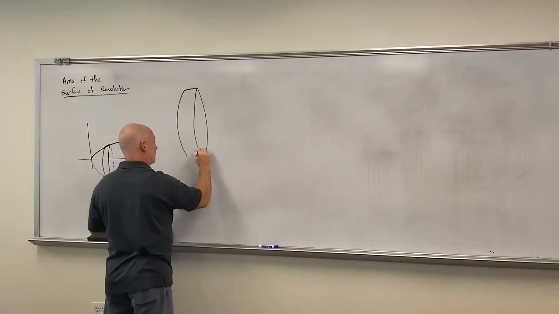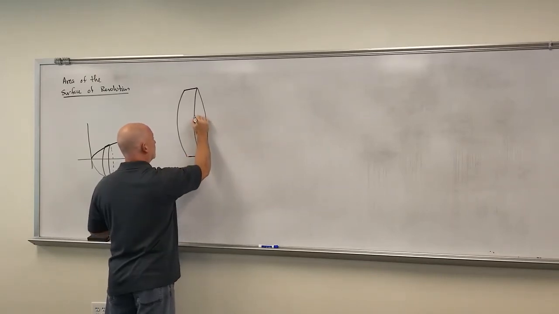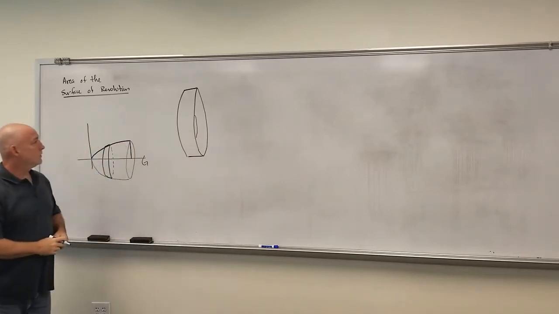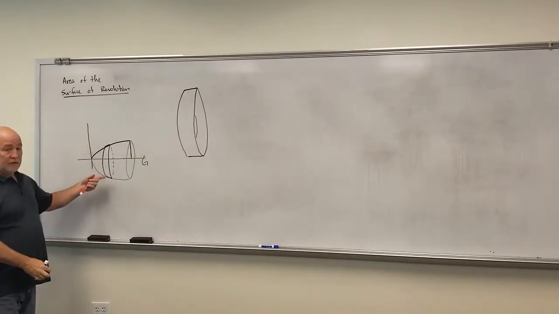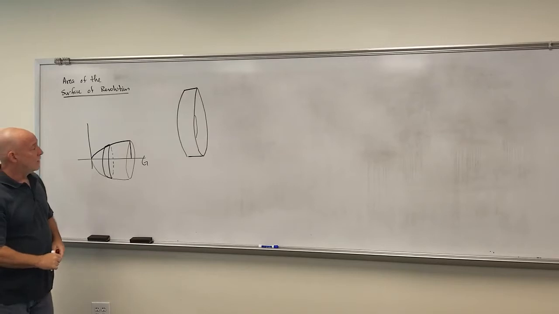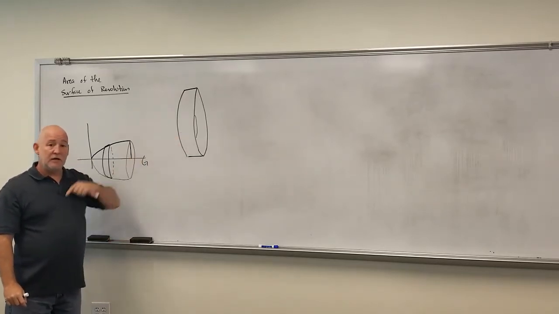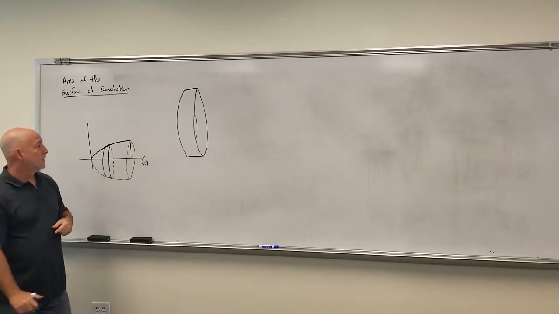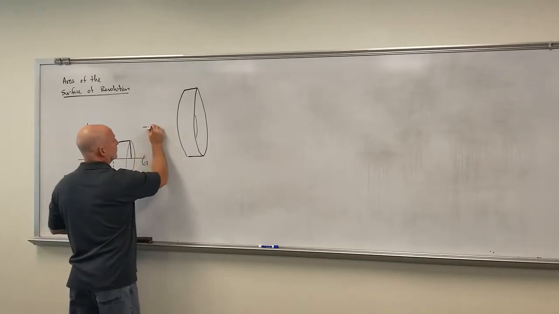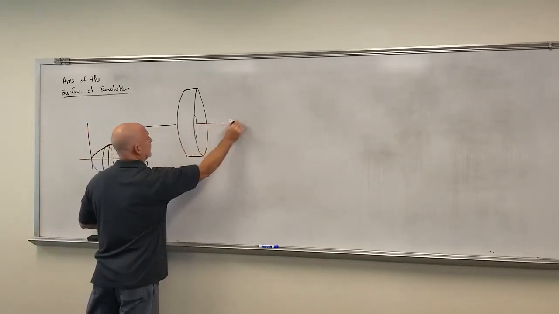Kind of like that. So you get this, just a sliver of this, right? Just an outside surface of it. So the question is, what's the area of this shape right here? Now remember, we have our axis of rotation kind of running through the middle there like that.